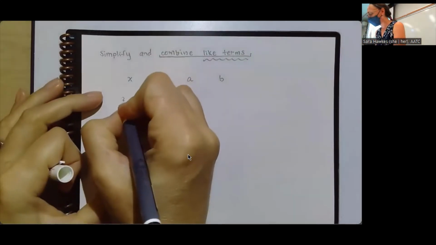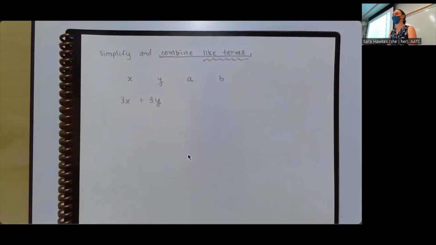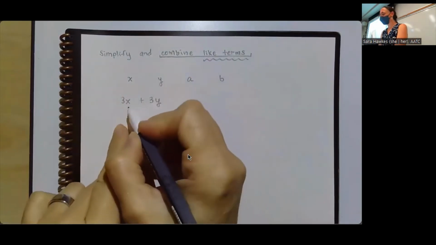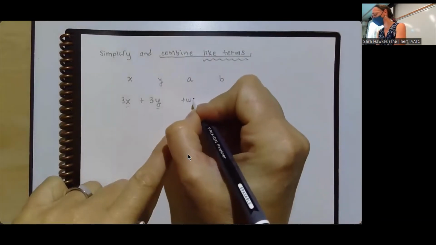So if I had 3x plus 3y, they both have 3's in front of them, but they are not like terms because I am looking at 2 different letters. So I have 2 different variables here.